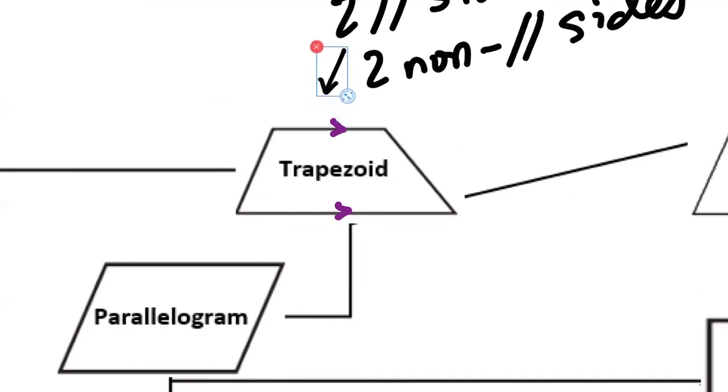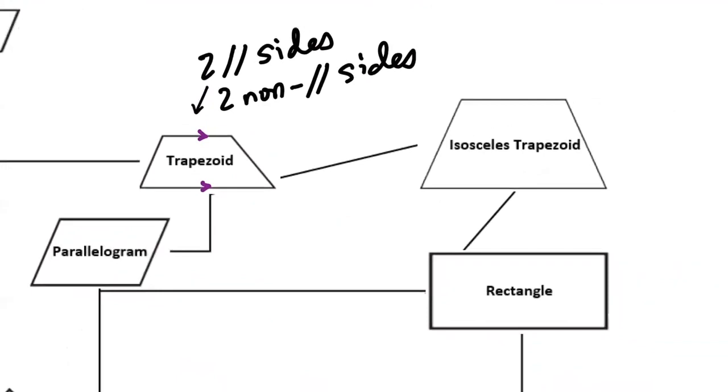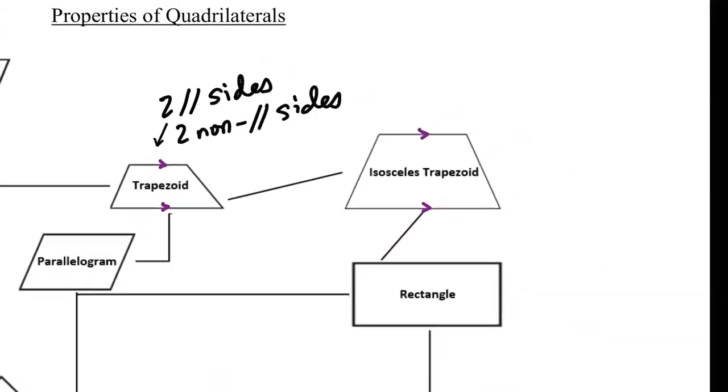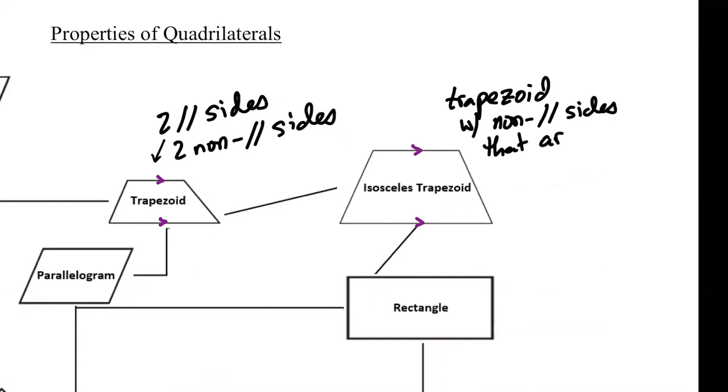So it's kind of a quick conversation, but it's worth noting here because when I get to an isosceles trapezoid, I see I have my two parallel sides and two non-parallel sides, absolutely. But what makes it an isosceles trapezoid is that it's a trapezoid with non-parallel sides that are congruent. Right? So they're congruent to one another.